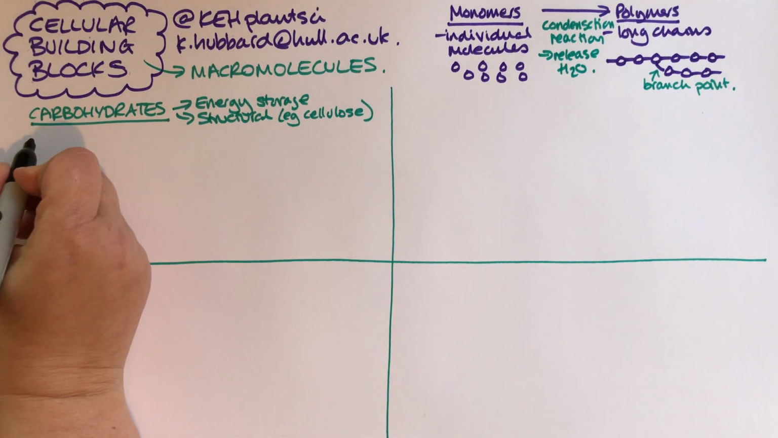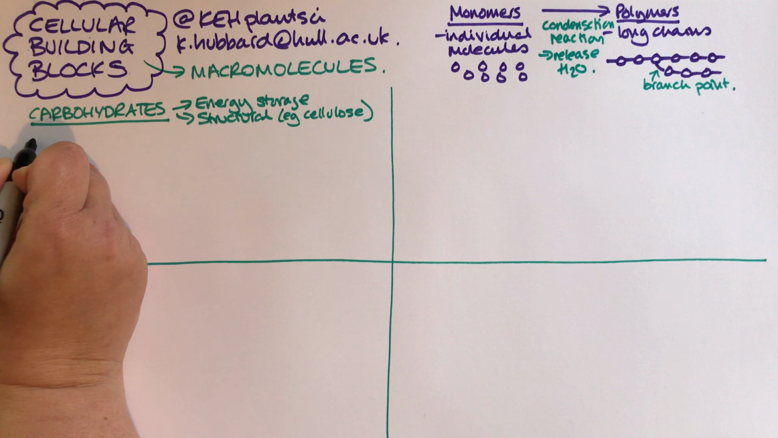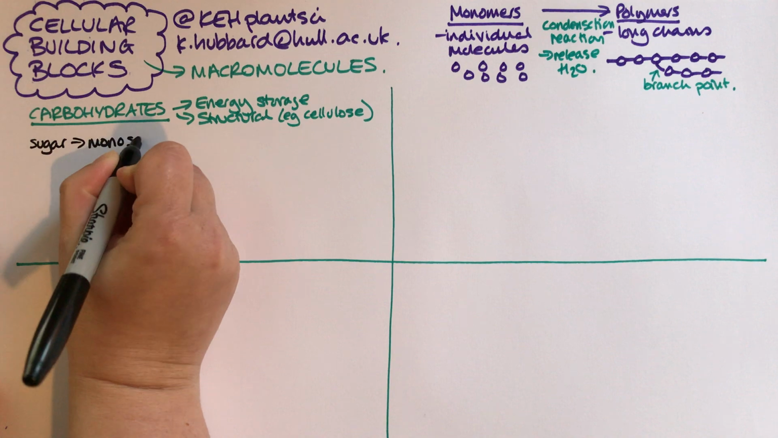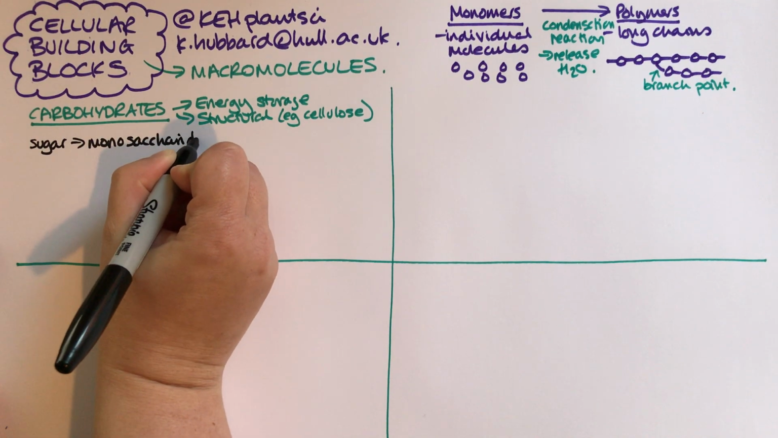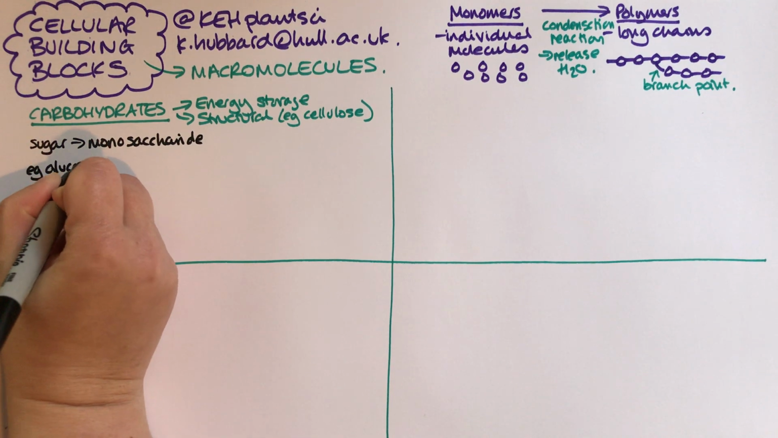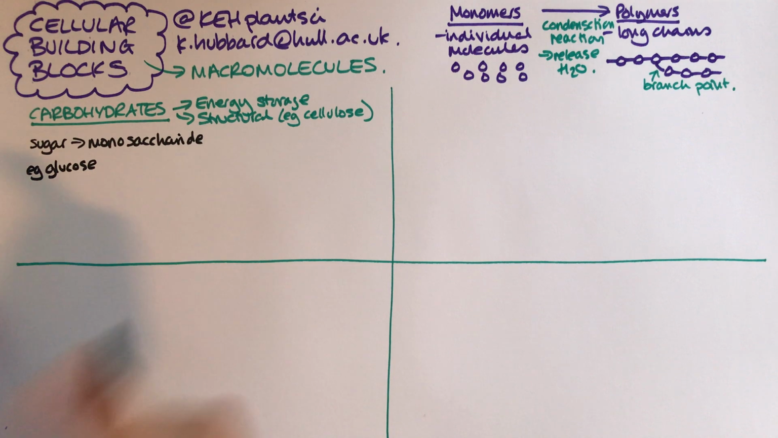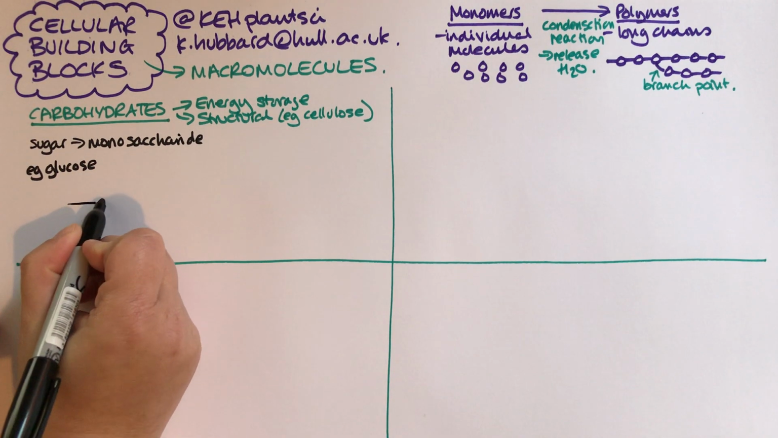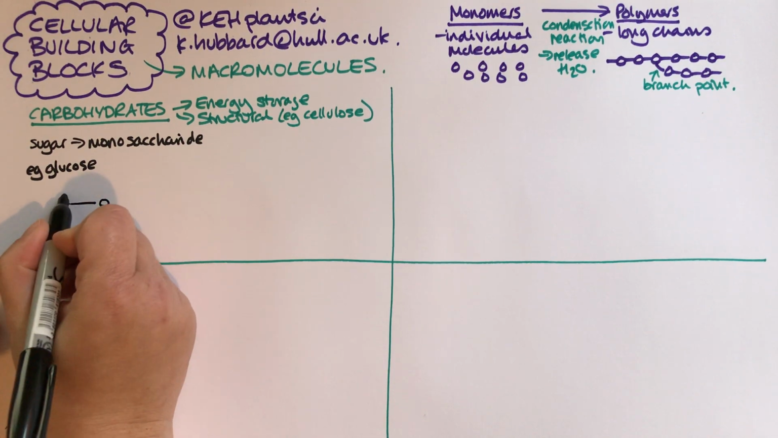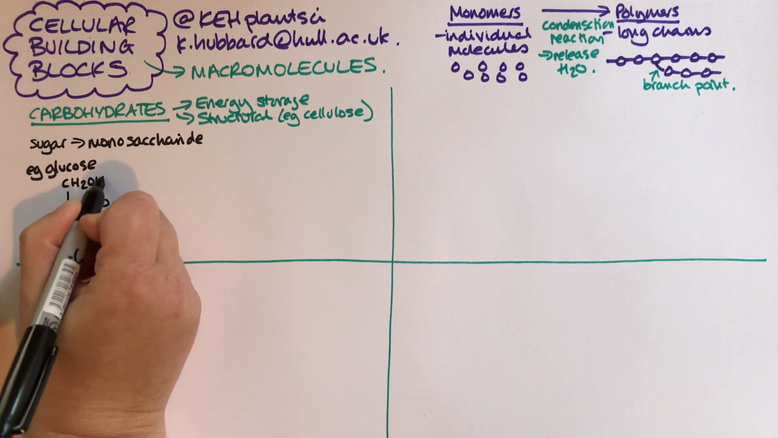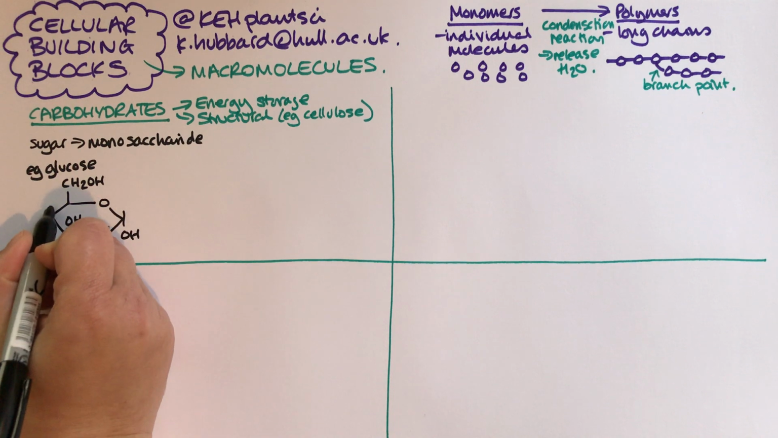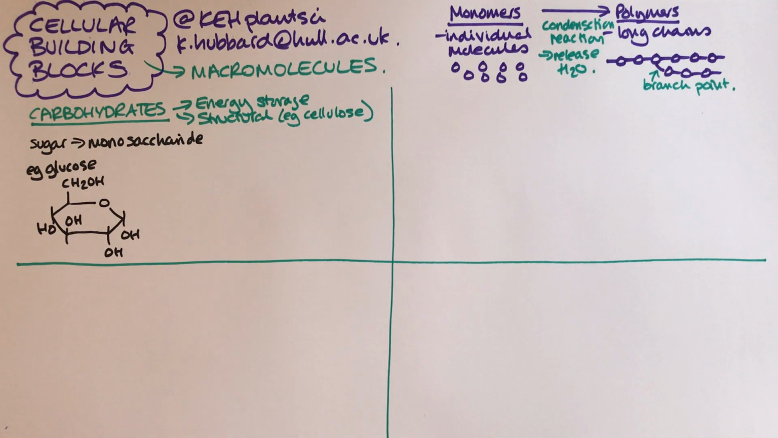Okay, so for carbohydrates, your monomer is a sugar, sometimes known as a monosaccharide. An example of a monosaccharide, there are others, but we might be thinking about glucose. So what does the structure of glucose look like? Well, with glucose we have a 6-membered ring with an oxygen in it. CH2OH, OH. Each OH is a hydroxyl, and they're pointing up in different places there.